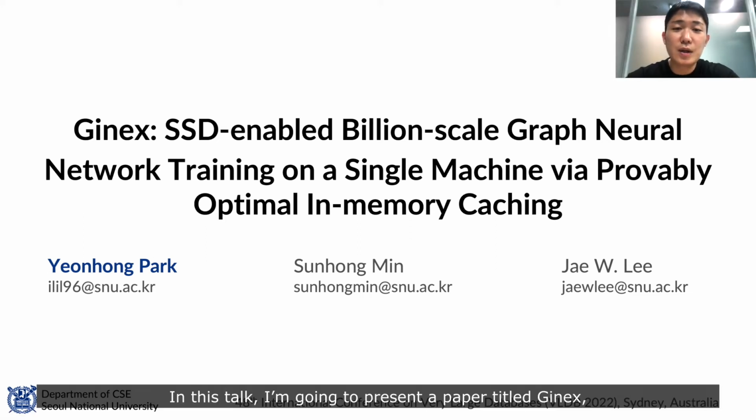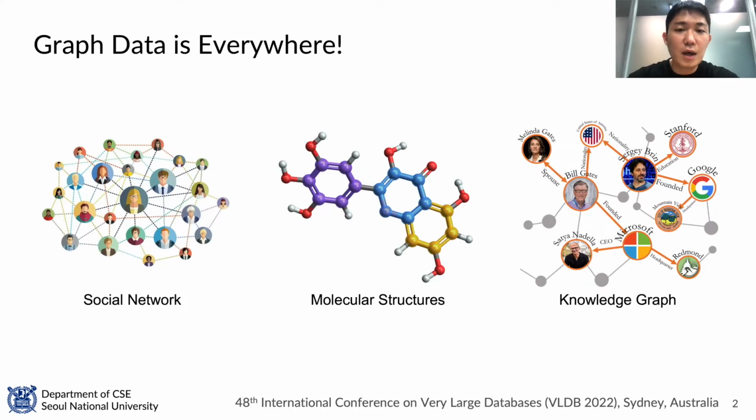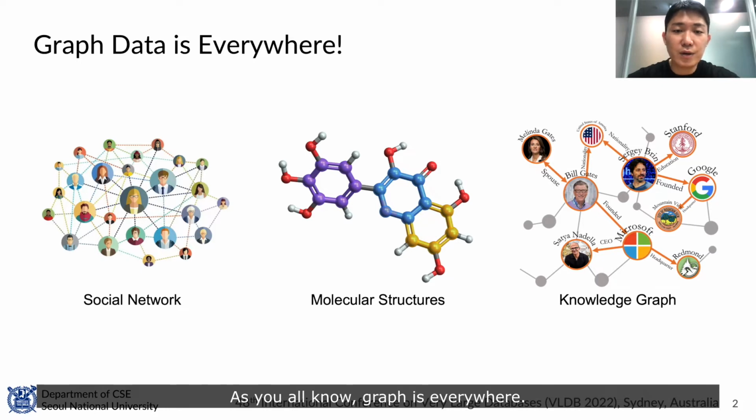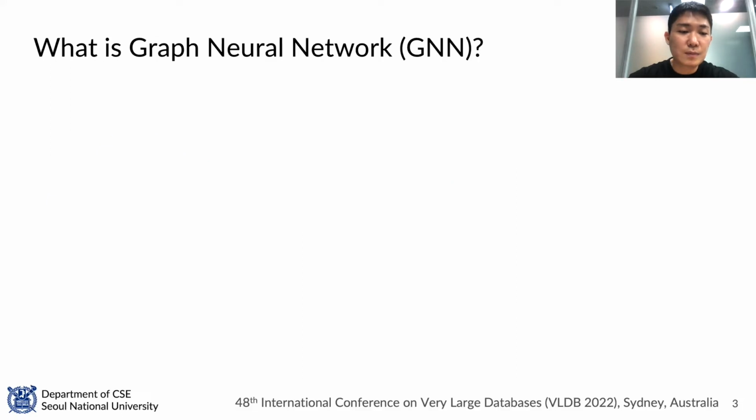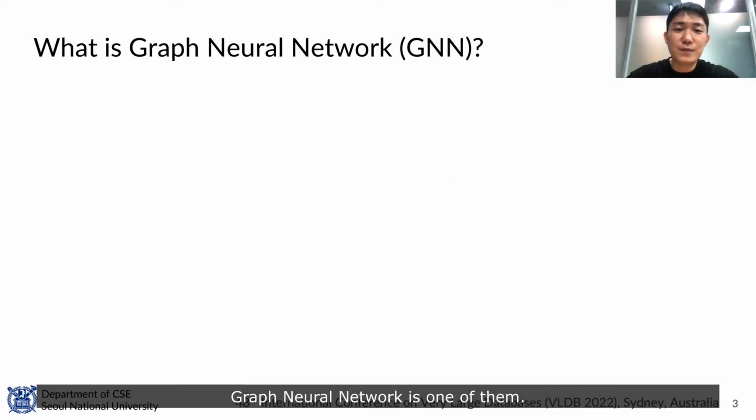In this talk, I'm going to present a paper titled Ginex: SSD-enabled billion-scale graph neural network training on a single machine via provably optimal in-memory caching. As you all know, graph is everywhere. Graph data plays an important role in many diverse domains. Therefore, many different methodologies to analyze graph dataset have been proposed. Graph neural network is one of them.